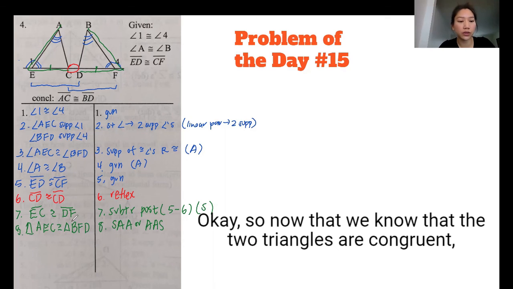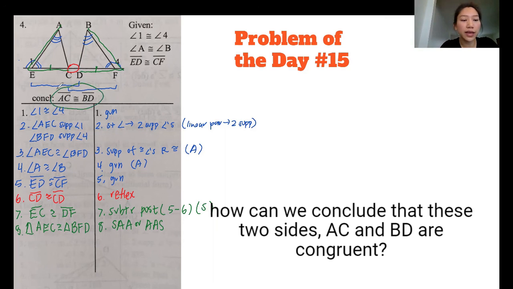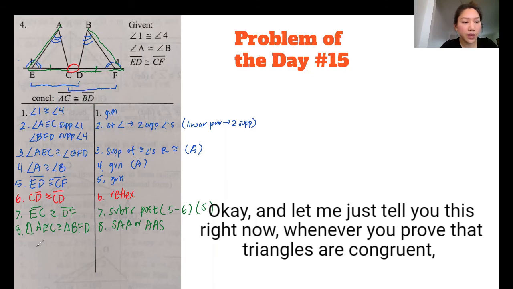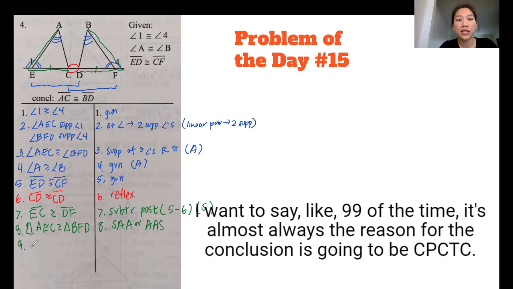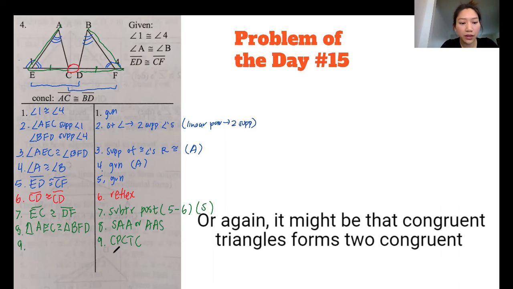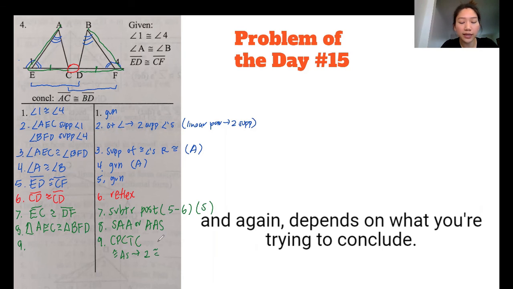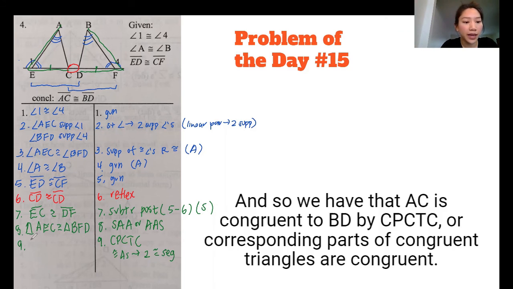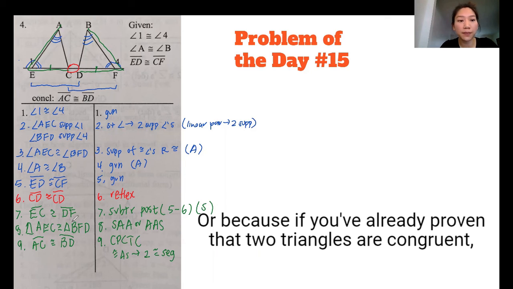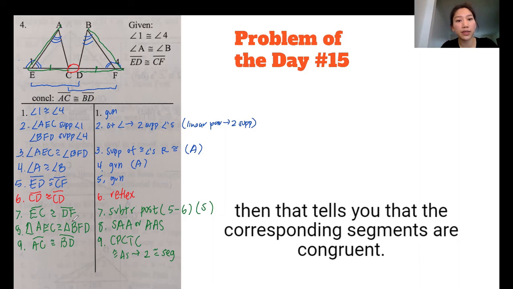Now that we know that the 2 triangles are congruent, how can we conclude that these 2 sides, AC and BD, are congruent? Let me tell you this right now. Whenever you prove that triangles are congruent, the next step after that is almost always, like 99% of the time, CPCTC. Depending on what you're trying to conclude, it might be congruent segments or congruent sides. In this case, we're trying to prove that segments are congruent, so we're going to end up with 2 congruent segments. So we have that AC is congruent to BD by CPCTC, or corresponding parts of congruent triangles are congruent, because if you've already proven that 2 triangles are congruent, then that tells you that the corresponding segments are congruent.